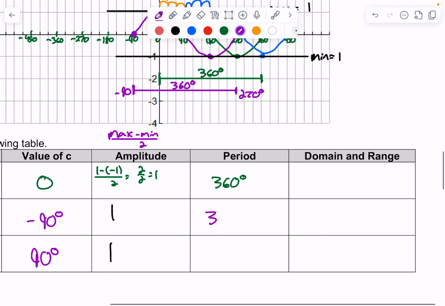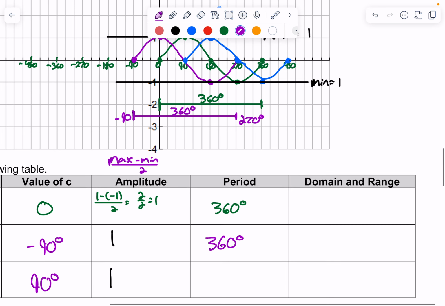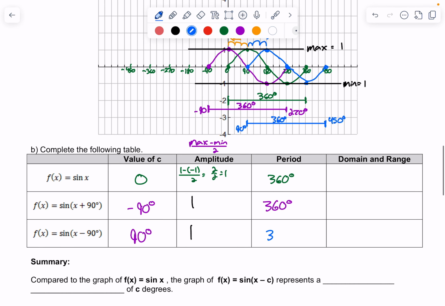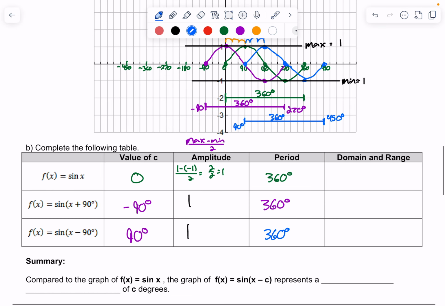So 360 degrees. And then the blue one, if we go 90 and go all the way to where we end our pattern, right here, so that's 450. And then this one is 90. Well, that also is a distance of 360. Same period again. These functions will always have the same period, okay? I'm just going to say that right now. It does not matter what transformation I'm going to give you, they will always have the same period.